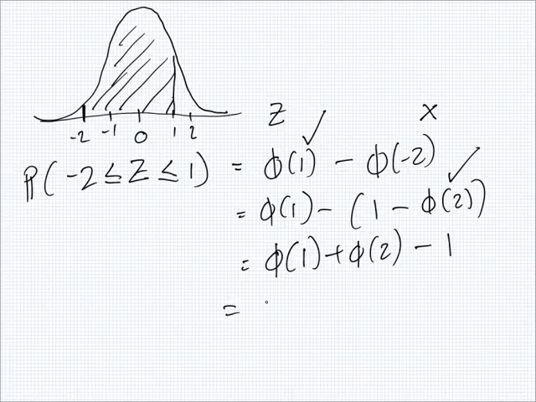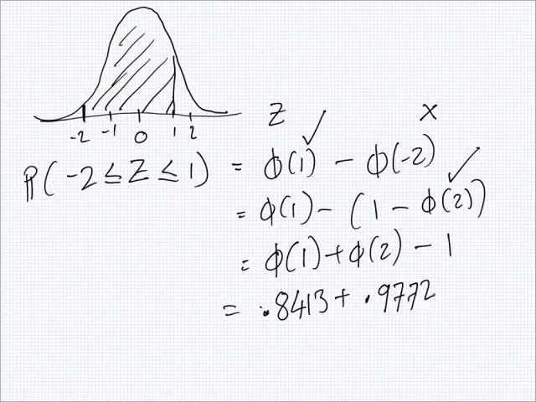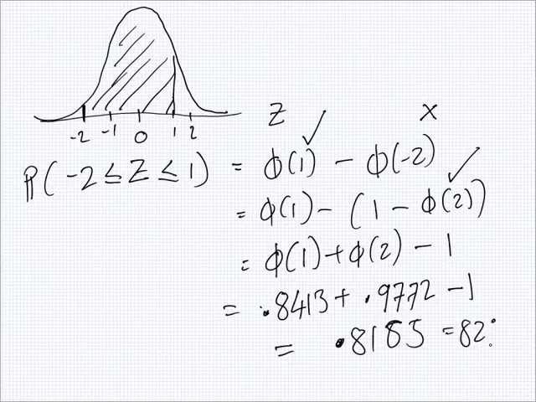Okay, so what did you say this one was? The first one, 1. 0.8413 plus 0.9772 minus 1. So what will that be? 0.8185. So that's 82%.